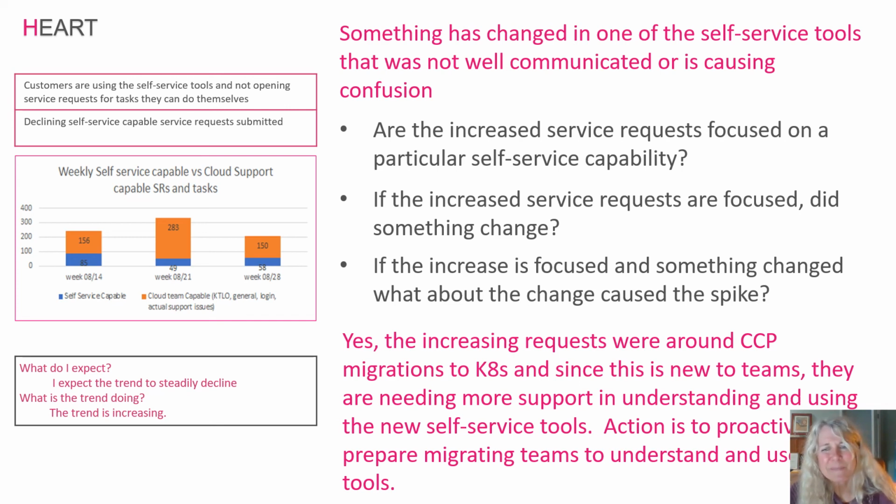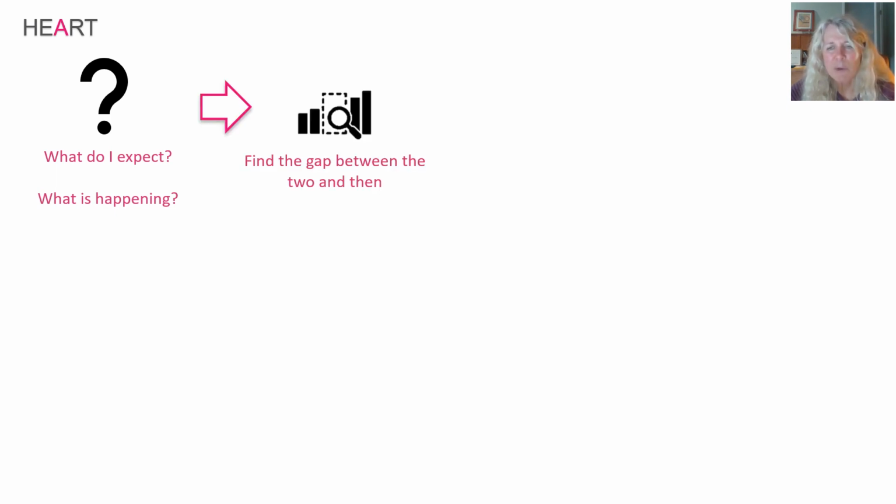Okay, so now let's review. The first thing that you want to do is take a look at your metric and ask your question: what do I expect to be happening with the metric, and what is happening with the metric? From there, you define your gap. Your gap is the difference between the two. And then you want to form a hypothesis that explains the gap.